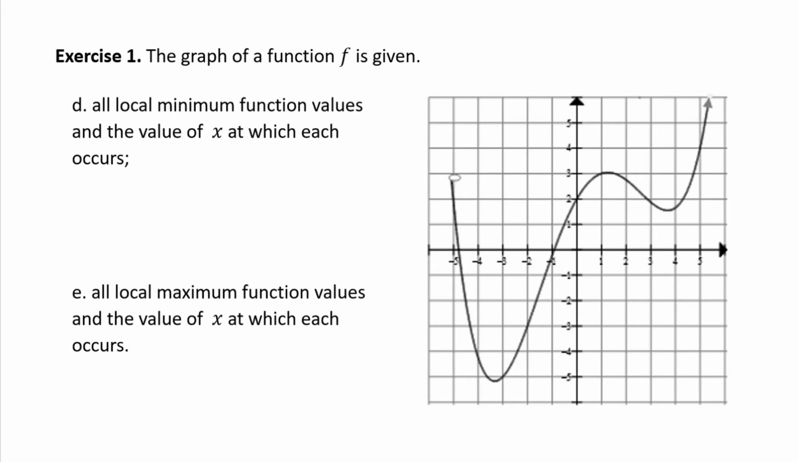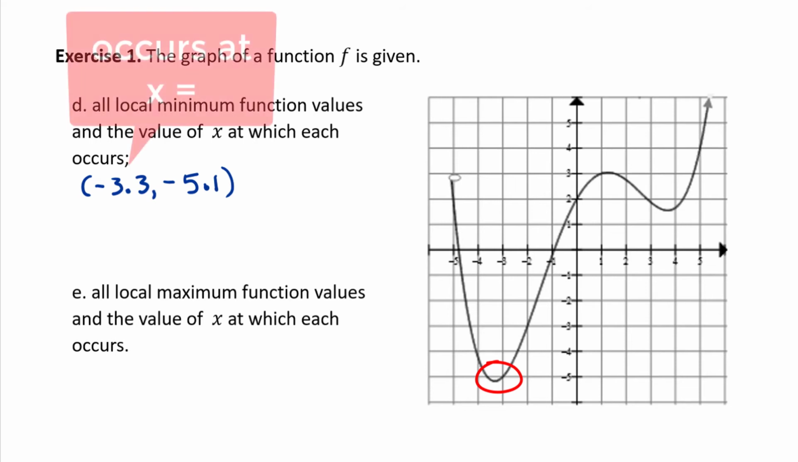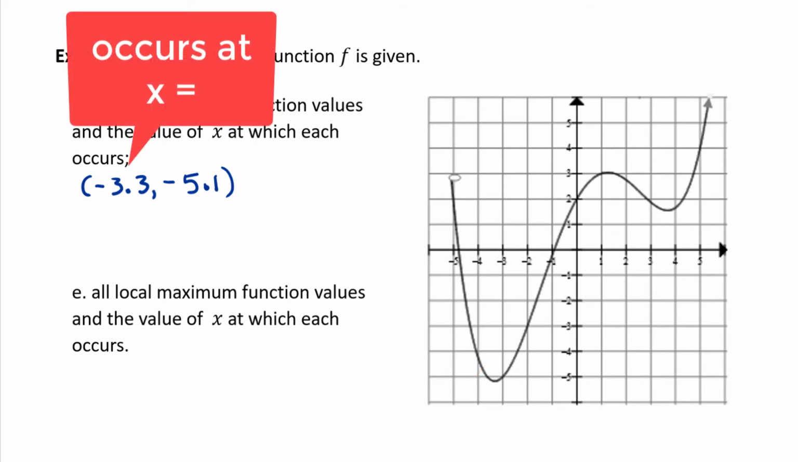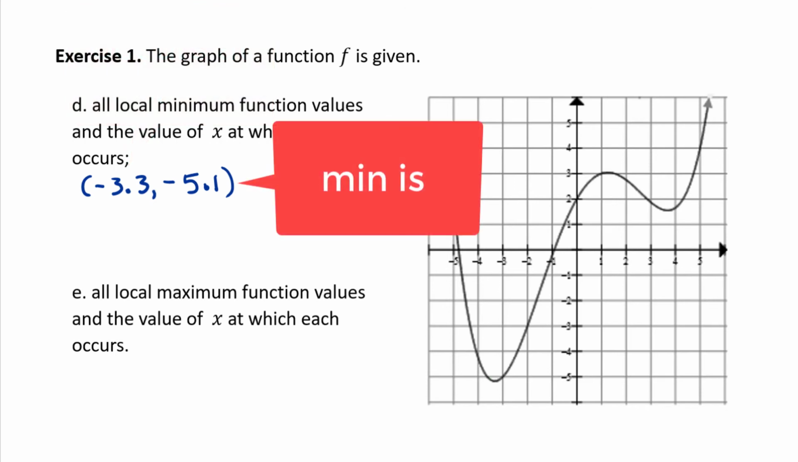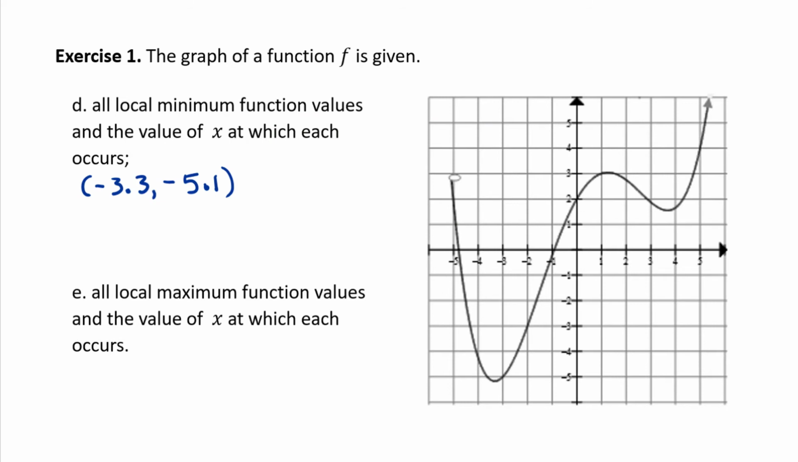D. All local minimum function values and the value of x at which it occurs. The graph has two local minimum function values. They are the turning points in quadrant 3, and the ordered pair is negative 3.3, negative 5.1. The min occurs at x equals negative 3.3. The minimum value is negative 5.1. Notice that "at" refers to the x values. The value itself is the y value.